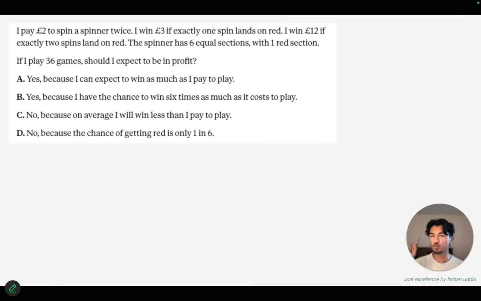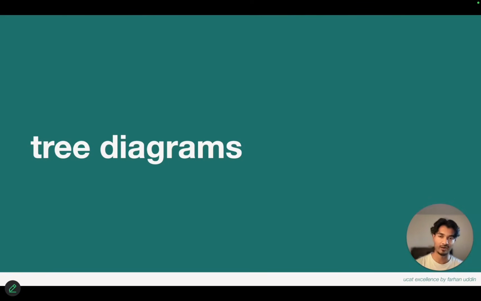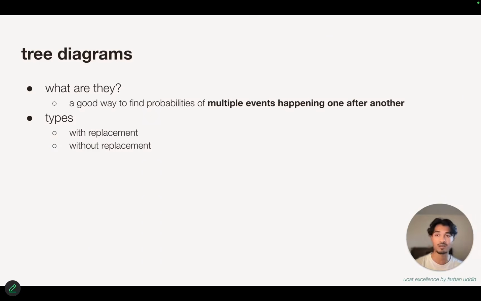Otherwise, let's go into one more thing, tree diagrams. Now, this is really important because they often actually get used quite a bit when it comes to probability questions. Tree diagrams are a good way to find probabilities of multiple events happening one after another. And there's two types of them: with replacement and without replacement.